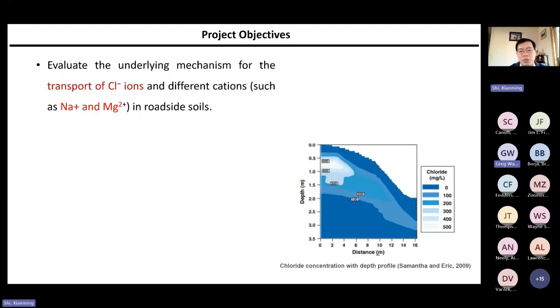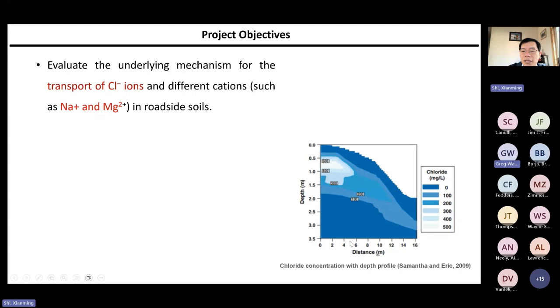So to be more specific, again, we look at this case study back in 2009 by Samantha and Eric on the right. You can see the x-axis is the distance from the applied location or the pavement, and the y-axis is the depths inside the soil. So you can see the wider it is, the higher the concentration.